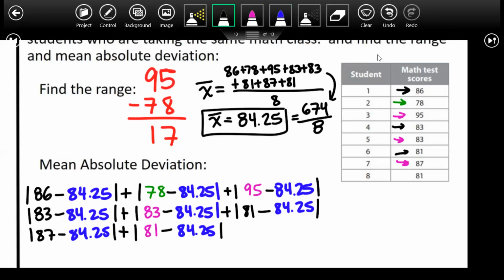So I'm going to do this really quick. 86 plus absolute value 78 minus answer plus, how many numbers we have over the total amount of 8. Yes, 95. So I have 3 of them. 83. Every single time.